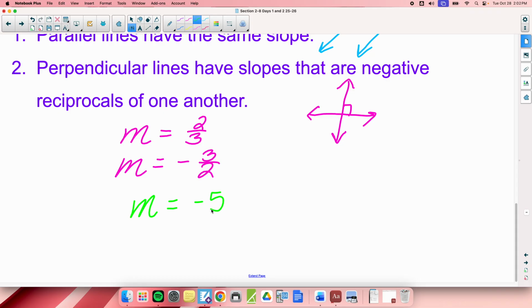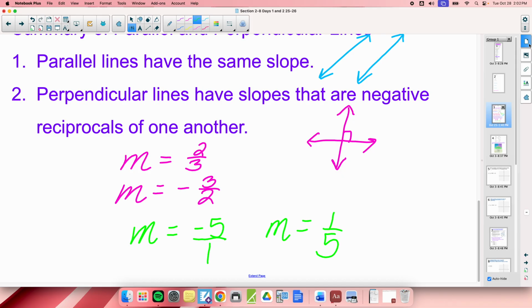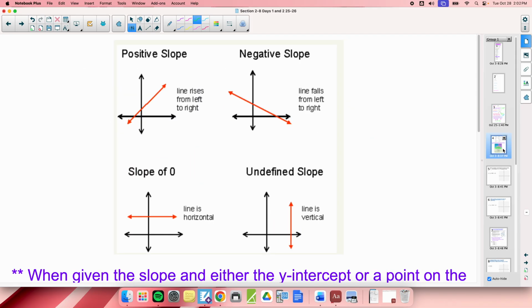What could you put -5 over without changing it? You could put it over 1. Alright, that one's negative, so this is gonna be positive, and the reciprocal of that is 1/5. Did you guys get that? Okay. So, let's go here really quick.